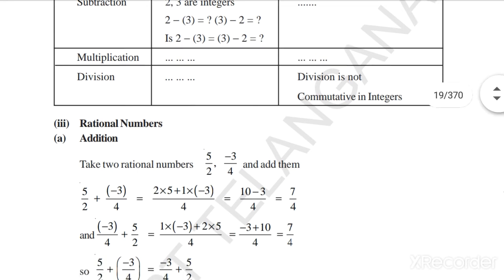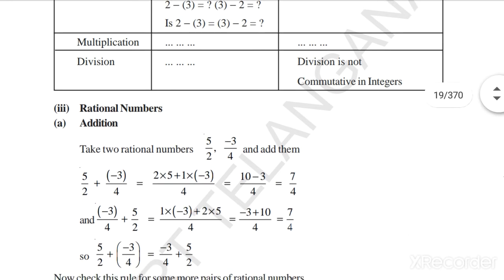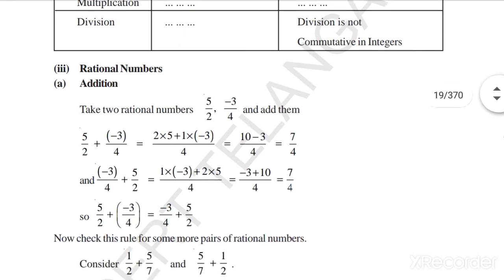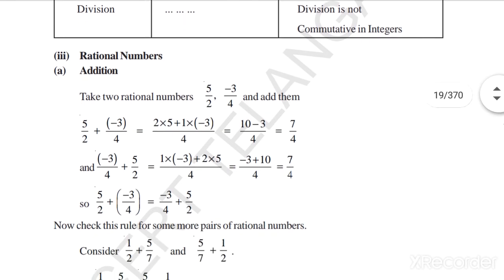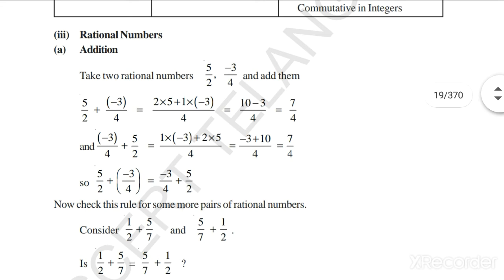Division: 2 by 3 is not equal to 3 by 2. So division is not commutative in integers. Now we are going to check the commutative property for rational numbers.